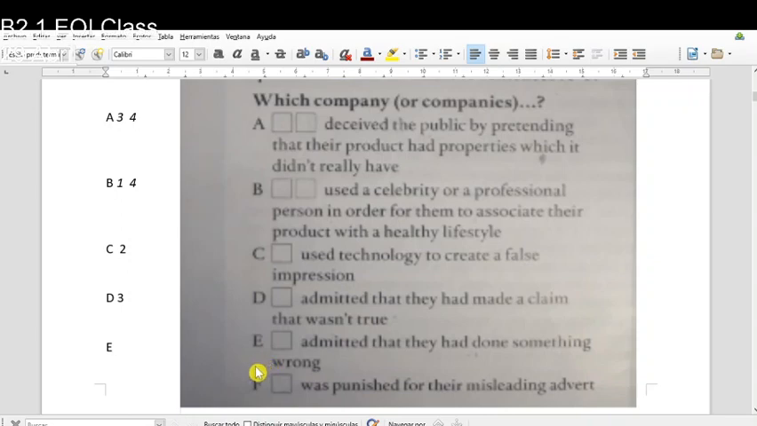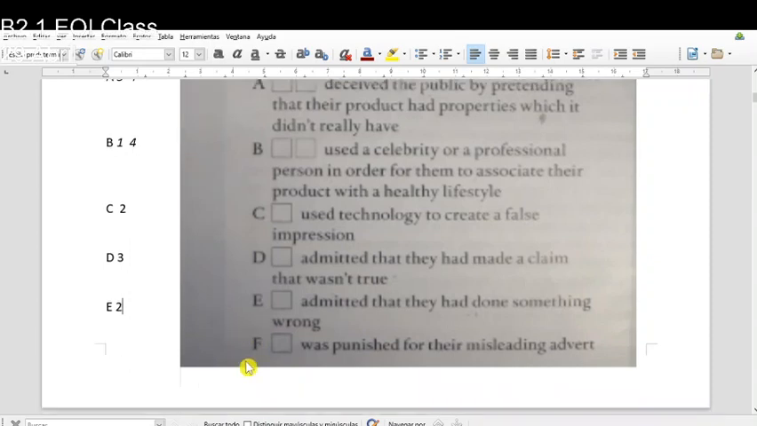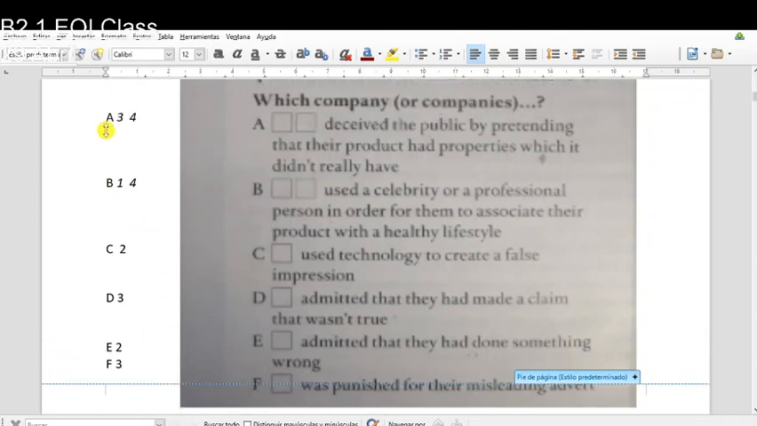Yeah. Number two, the thinner the better. Ralph Lauren admitted that they had used airbrush. I'm sorry, F. I'm going to write it here, F, yeah. Was punished. Vitamins prevent cancer, yeah, punished for a misleading advert. Then these were the results. Then A, 3 and 4, B, 1 and 4, C, 2, D, 3, E, advertising 2, and F, advertising here.